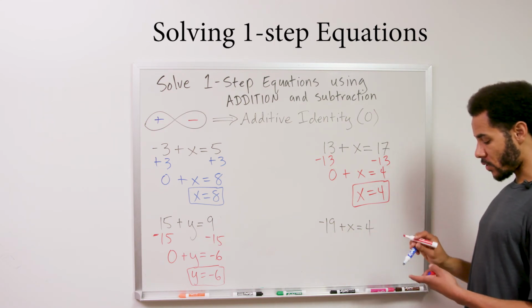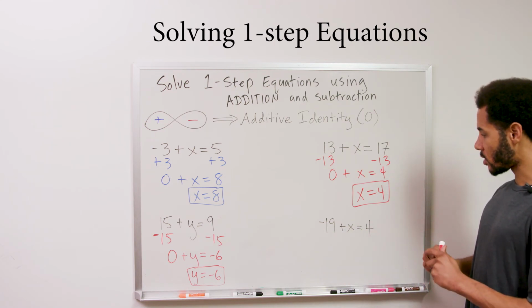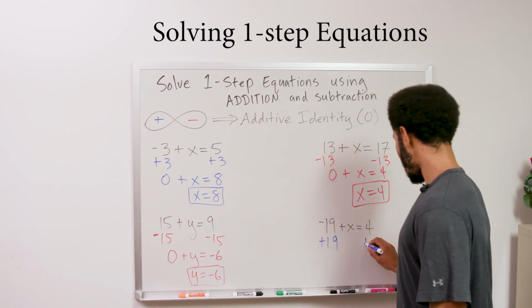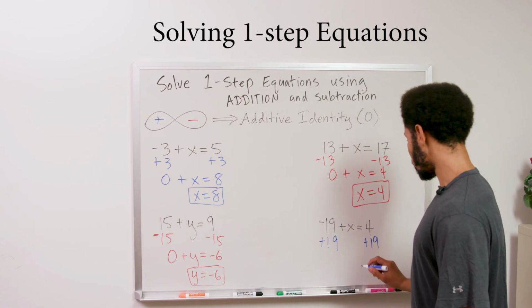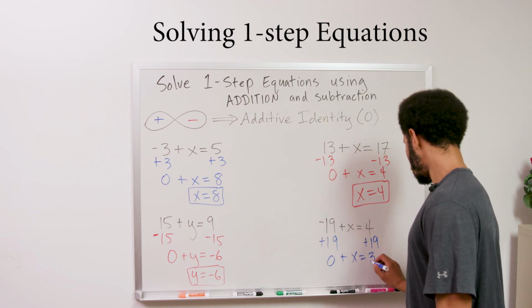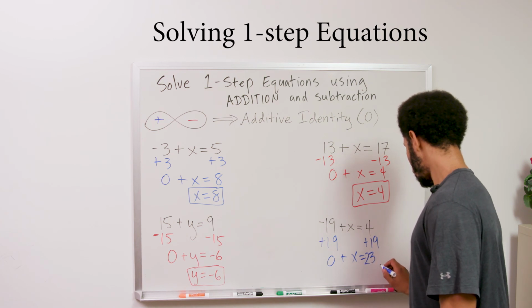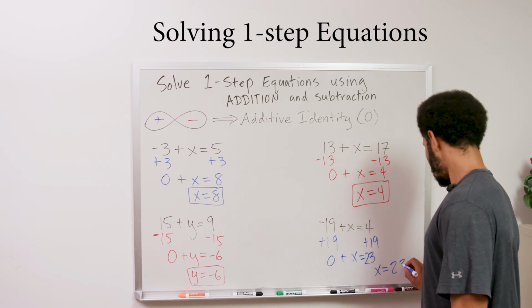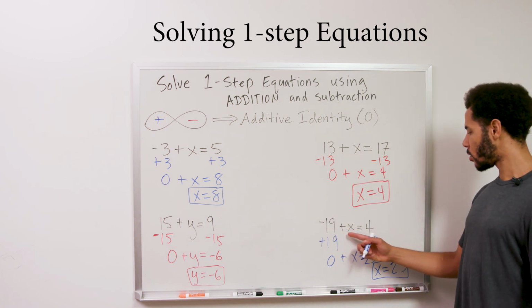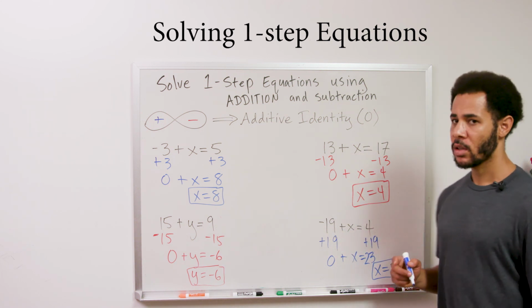Here we have a negative 19. To make a 0, we add 19. Add 19 on the other side of the equal sign. So we have 0 plus x equals 23. X equals 23. And then we ask ourselves, is negative 19 plus 23 positive 4? Yes, it is.